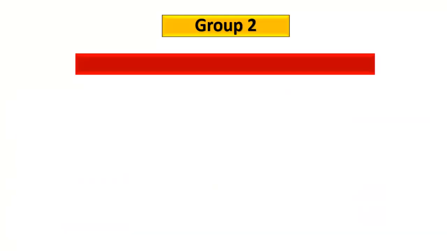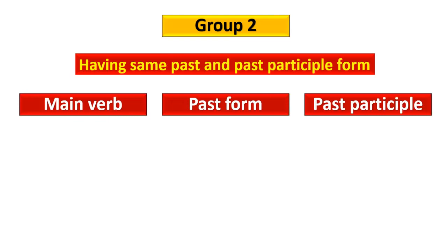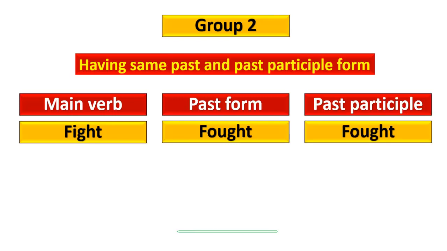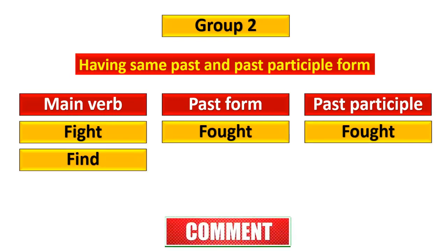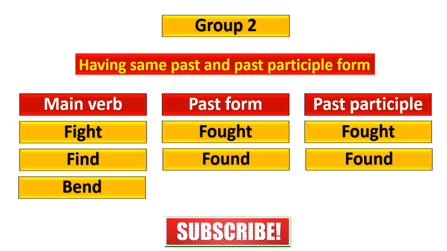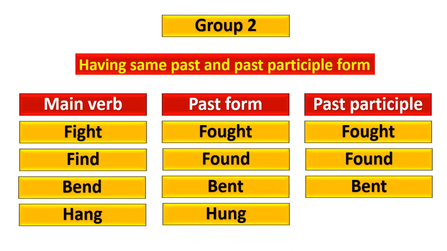Now let's take examples for Group 2, which have the same past and past participle form. For example, fight will be changed into fought in past and the same will remain in past participle. Other examples are find, found, found, bend, bent, bent, hang, hung, hung, and so on.